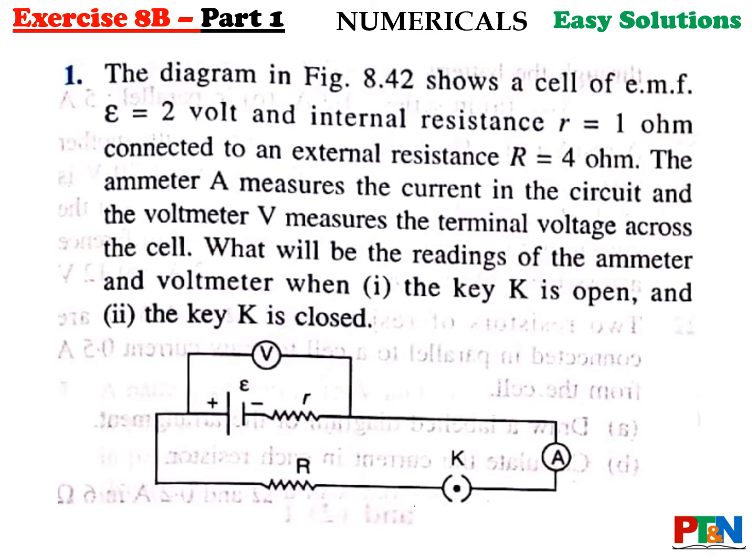The first numerical. The diagram shows a cell of EMF 2 volt and internal resistance 1 ohm connected to an external resistance of 4 ohm. The ammeter measures the current and the voltmeter measures the terminal voltage across the cell. What will be the reading of the ammeter and voltmeter when 1, the key is open, and 2, the key is closed? Let's have a look at the solution.